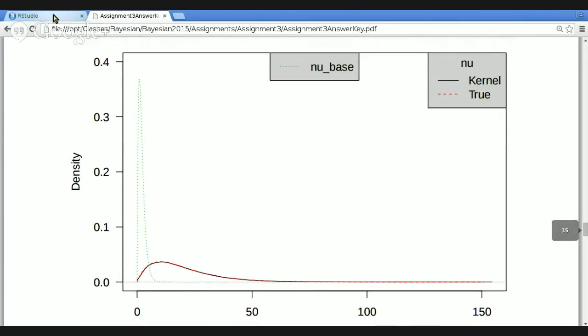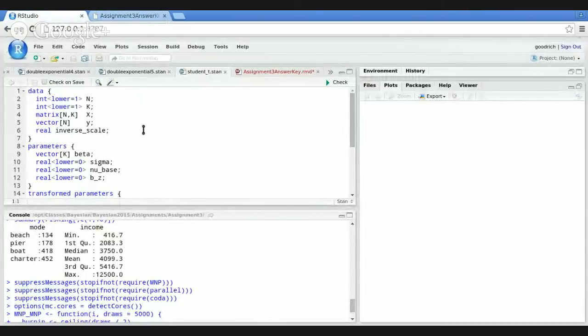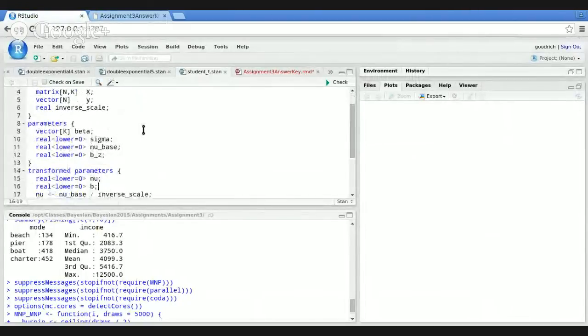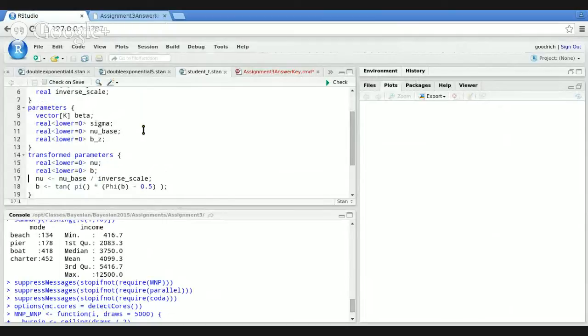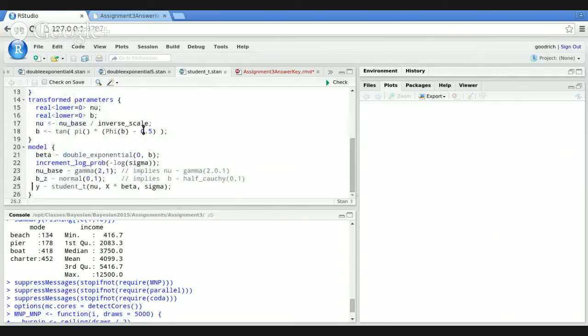And so that is illustrated in the Stan function by declaring a parameter with a lower bound of 0, nu base, and then in the transformed parameters block, declaring a parameter nu, and then dividing nu base by your inverse scale hyperparameter in order to get a distribution for nu that you can then stick into the Student t likelihood.